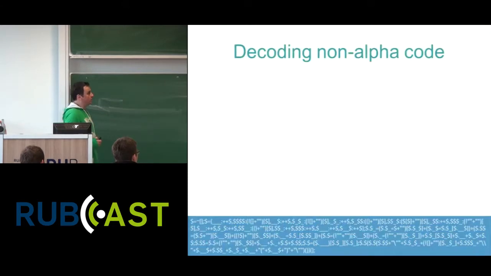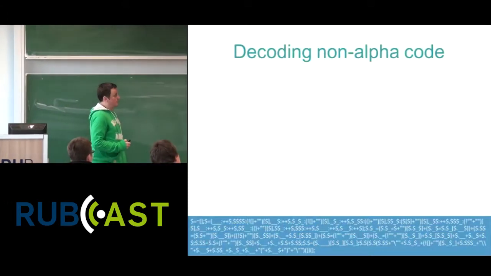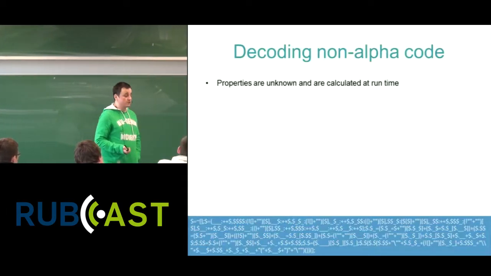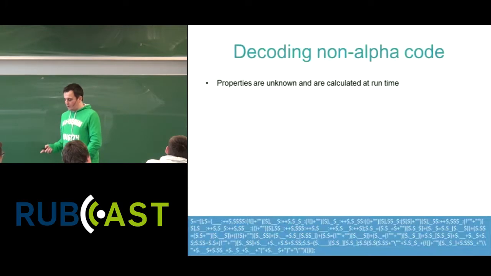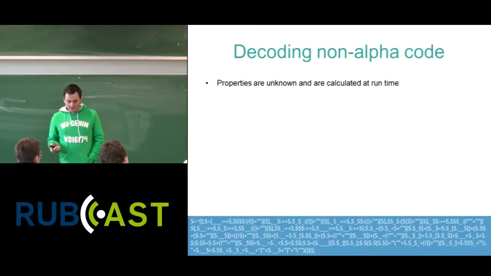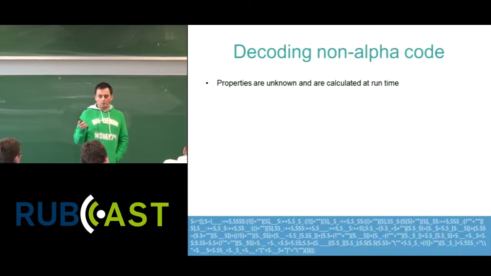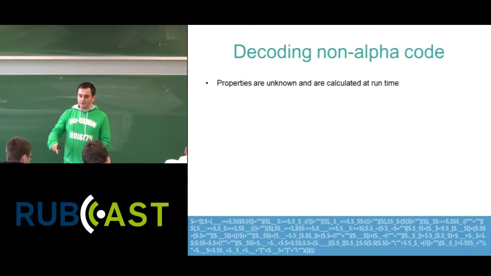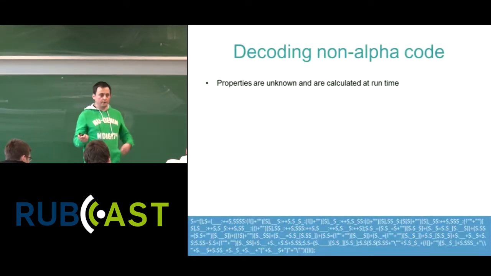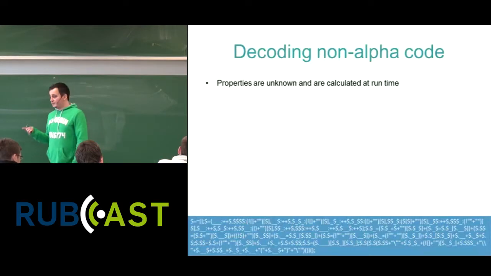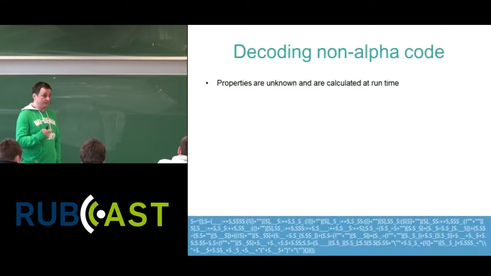So, how do you decode non-alphanumeric code? It's quite tricky. The properties are not unknown, so you don't know the value until it's been run. It's like a catch-22 situation. You don't know the object accessor value until all the rest of the code has been run before. So you could be working on true, you could be working on 2, you could be working on a string. You don't know the value until it's been calculated by JavaScript. And by the time it's been calculated by JavaScript, it's too late, it's already been run.